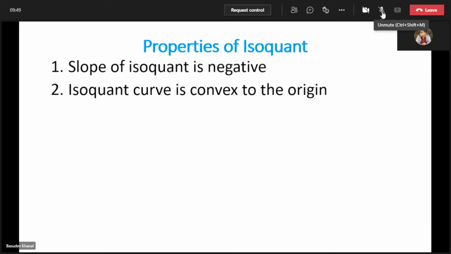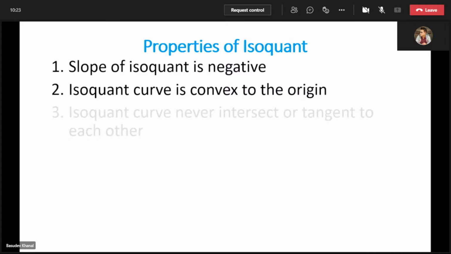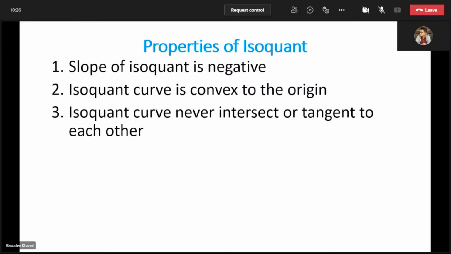when the producer moves from one combination to another, and from another to again another, the decreasing amount of capital will be reduced with the increase in every additional unit of labor. That means, due to the diminishing marginal rate of technical substitution, the isoquant is convex to the origin. About the diminishing marginal rate of technical substitution, we will study later on.